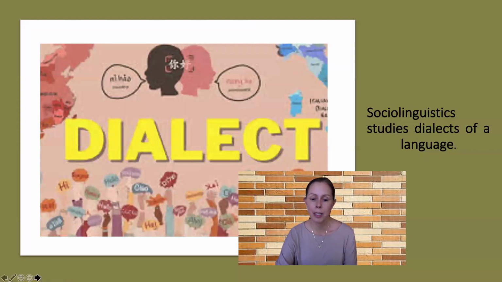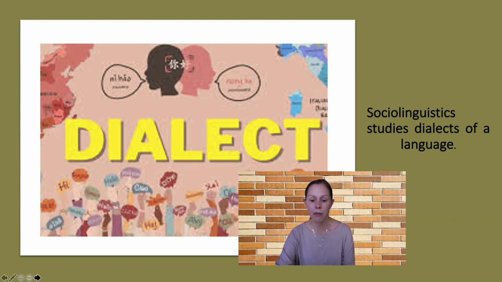Social linguistics studies dialects of a language. Dialects emerge as languages evolve, expand, and disappear. Linguistics uses the word dialect to mean closely related varieties of a language. It is the most basic subcategorization of a language. You can make the comparison that language is the parent of the dialect.